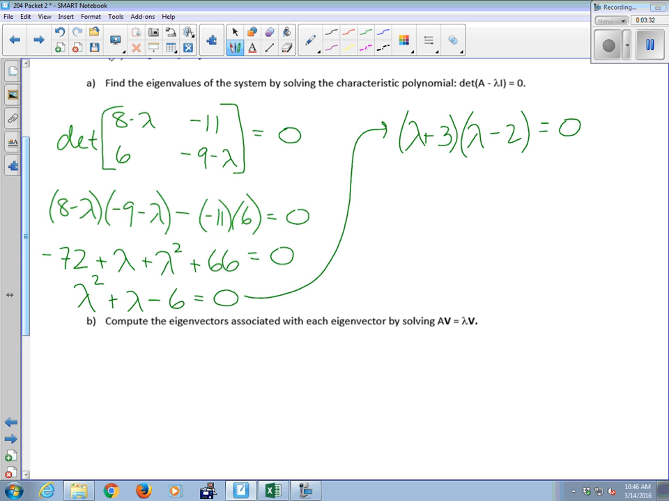Wouldn't it be minus 3 plus? No, because it's plus lambda. Oh, I got minus. Oh, you did? Did I mess up? No. Yeah, because it's minus 8 lambda plus 9 lambda.